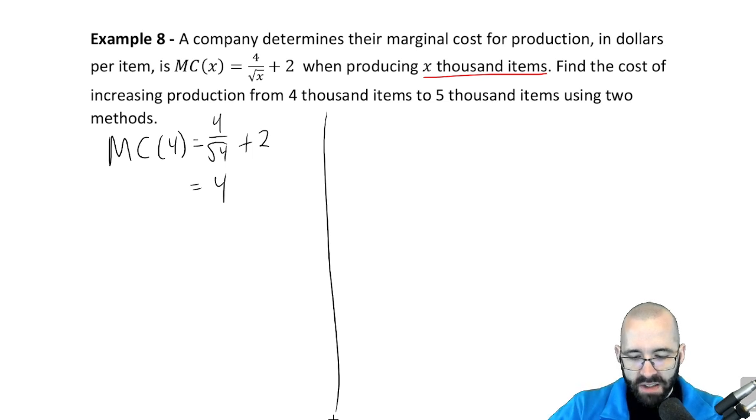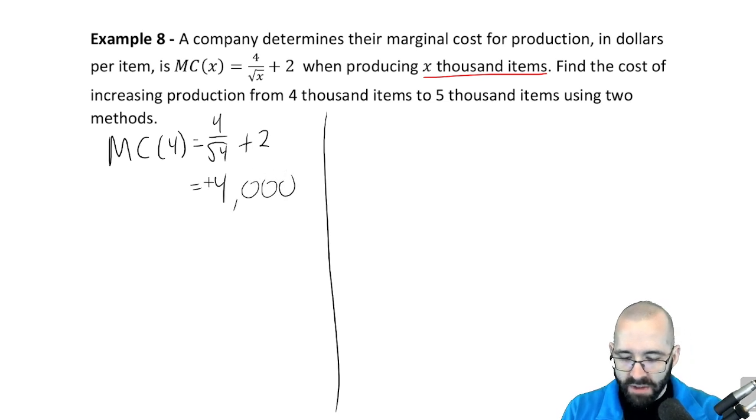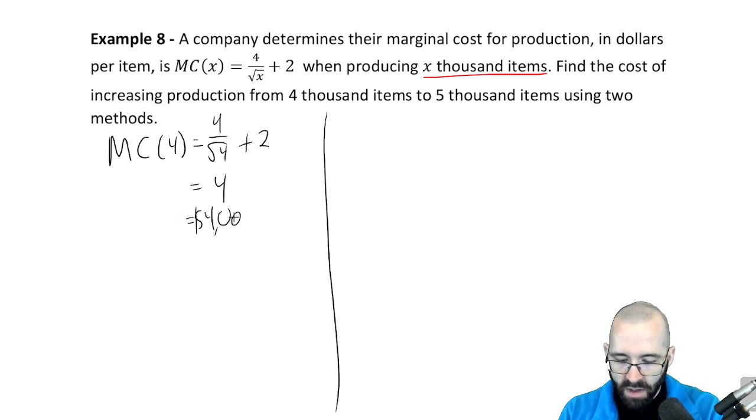Find the cost of increasing production. Marginal cost gives you the cost. I guess this really is dollars per item. I guess we do have to multiply this by 1,000. Interesting. It's going to be $4,000 because it's 4. Oh, wow. I really can't write very well today.